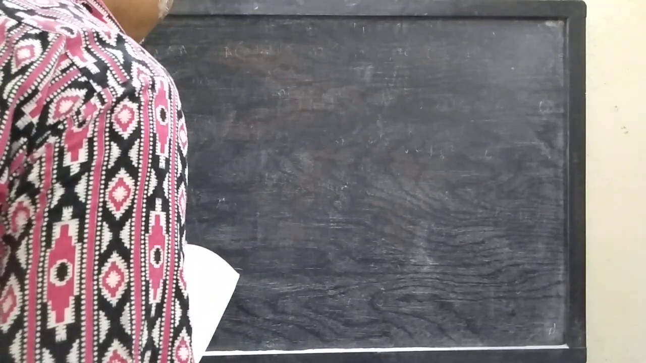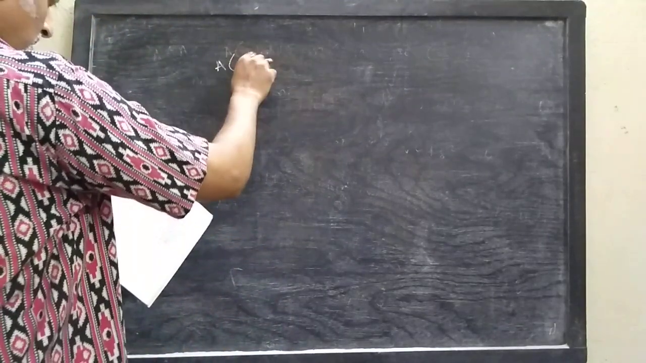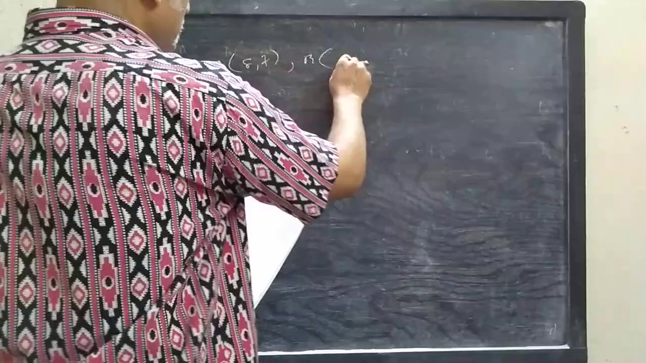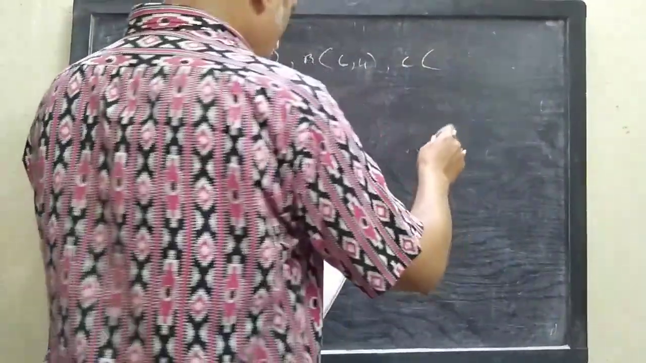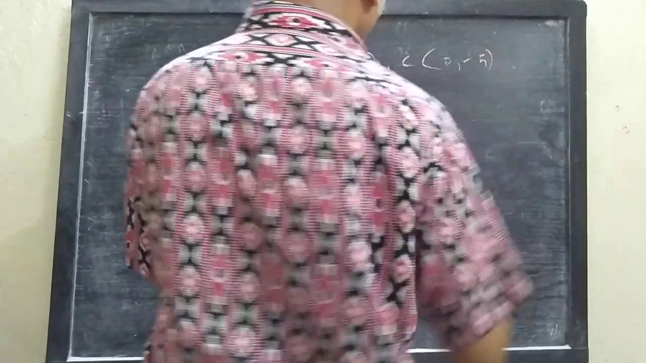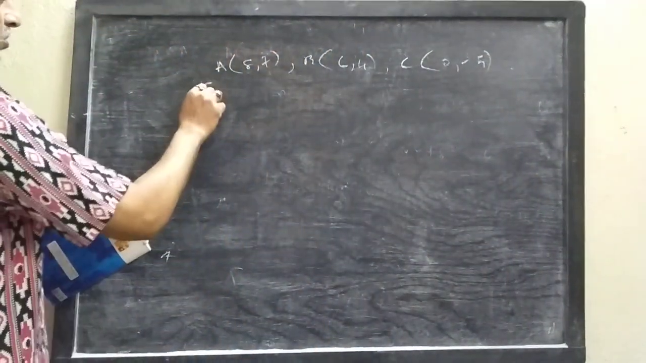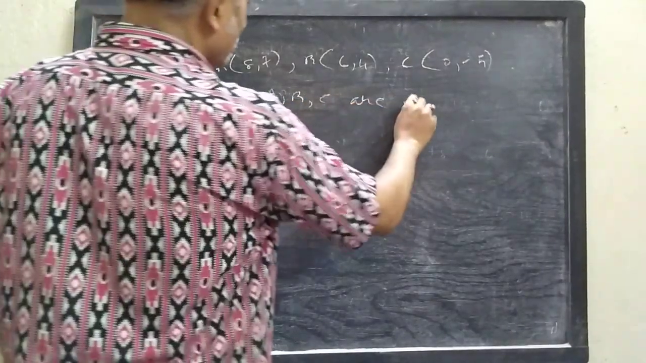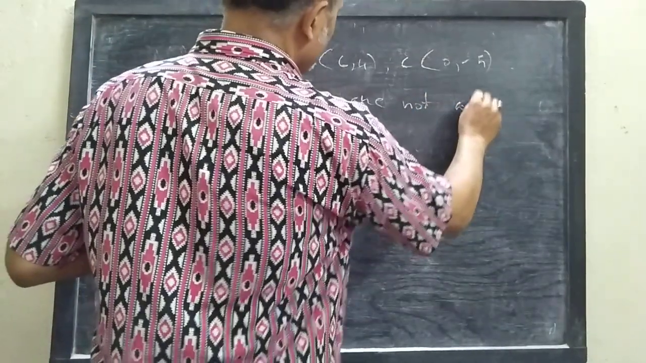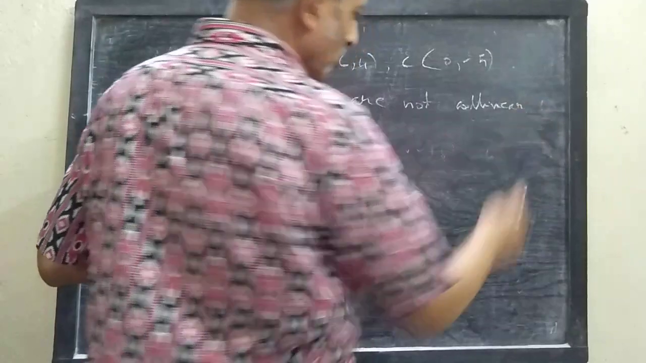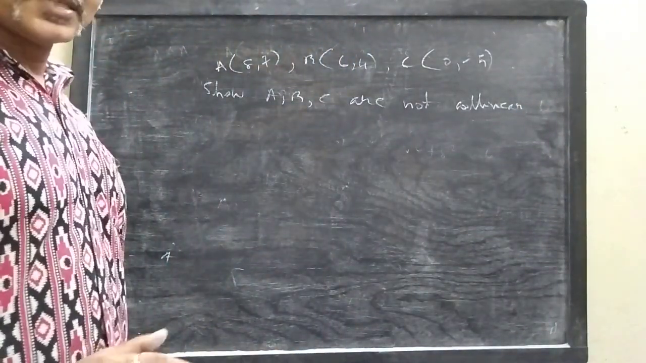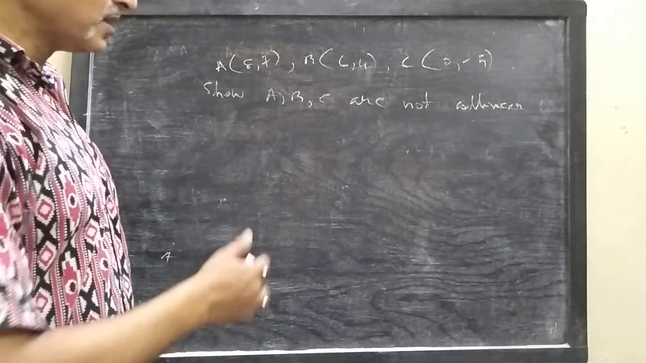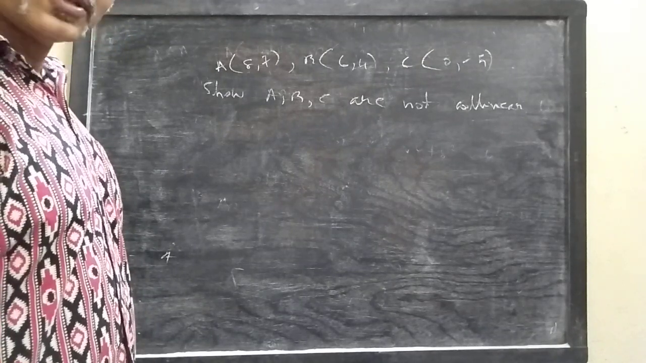Now take it as homework. A (8, 7), B (6, 4), C (0, minus 5). You have to show A, B, C are not collinear. Not collinear means you can't find such a relation that sum of 2 line segments is equal to length of the third line segment. You can't find it here in this case. So then you can conclude that the 3 points are not collinear. Okay?